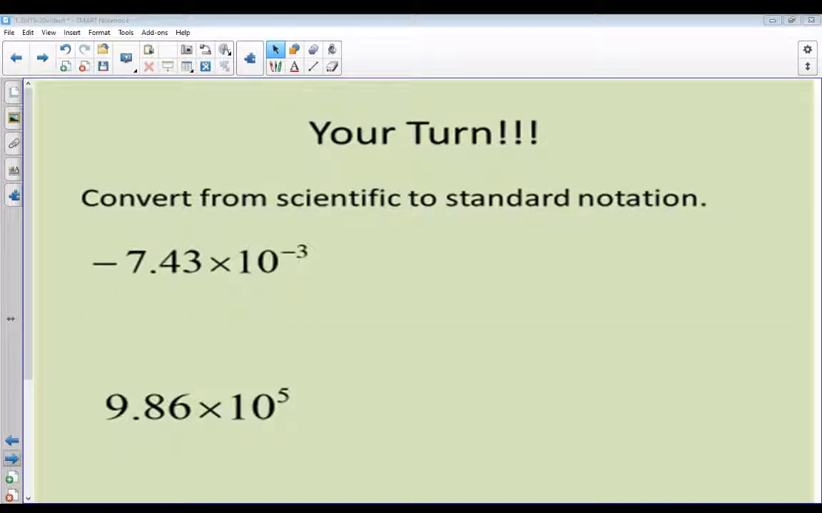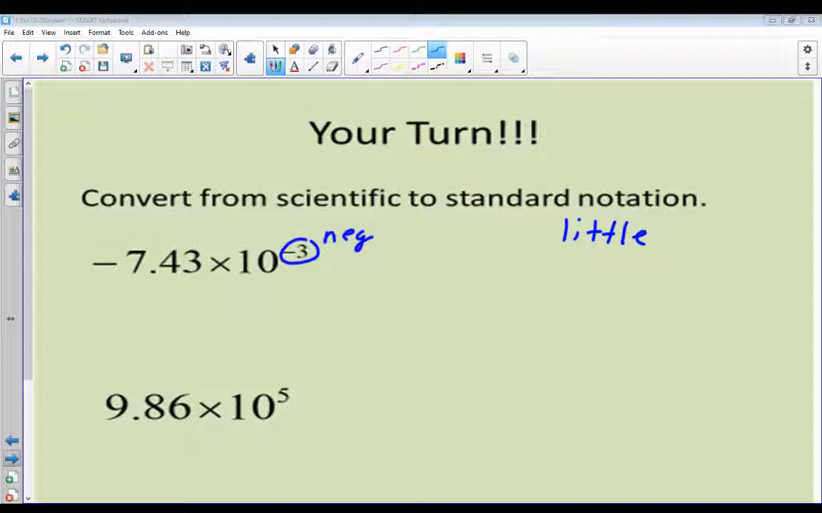All right. So now you should have tried both of these on your own. To double check, again, you got a negative power, which means you should have a little answer. And let's check. A negative power means we're going to have to move to the left. And you move to the left 3 units. So let's go ahead and do that.